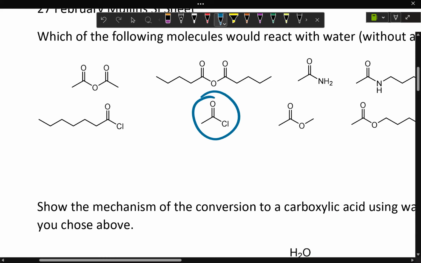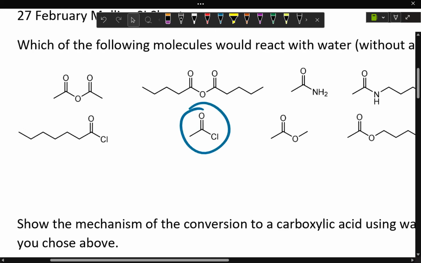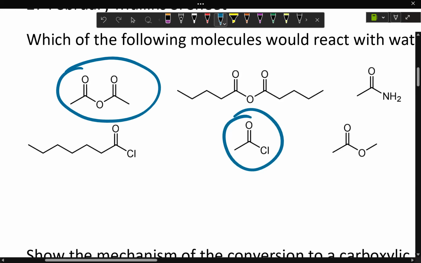On the carboxylic acid derivatives, what's the next most reactive? The next most reactive is an anhydride. And for the same reasoning that the smaller acid chloride would react better than the longer acid chloride, the smaller anhydride is going to react better with water than the larger anhydride.